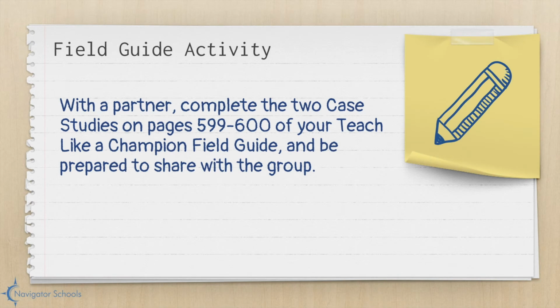For your practice session, let's look at some case studies. Case study 1 is an 8th grade science class. Case study 2 is a 5th grade reading class. Refer to pages 599 and 600 in your Teach Like a Champion 2.0 field guide and complete the glows and grows of each scenario with a partner. When you finish, share your thoughts with the group.